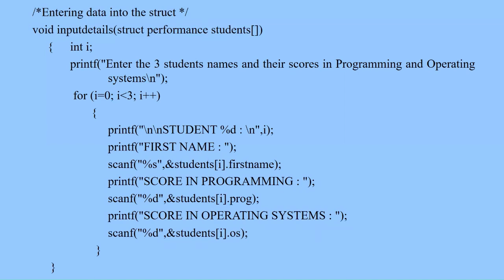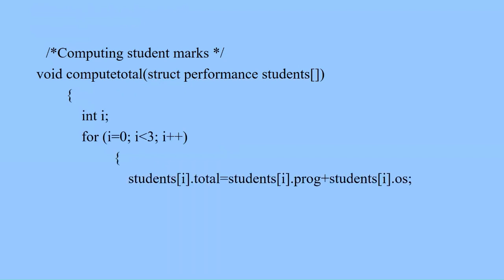By this time, we shall have entered all the student details as required, and therefore we shall have entered details for 3 students, that is, these structs. Then we compute total marks for each student with the function called compute total, receiving the values in the array of structs that we have already entered. And therefore, it has one local variable, which is the counter, and the for loop is used for the purposes of doing the iteration.